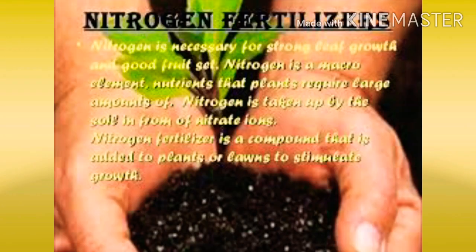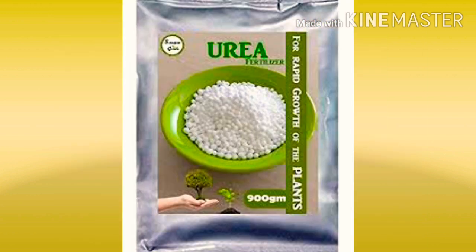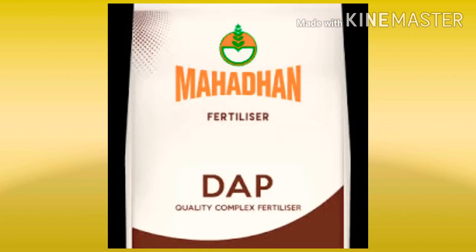The fertilizer industry is centered around the production of nitrogenous fertilizers, mainly urea, phosphatic fertilizers, ammonium phosphate, DAP, and complex fertilizers, which are a combination of nitrogen, phosphate and potash.